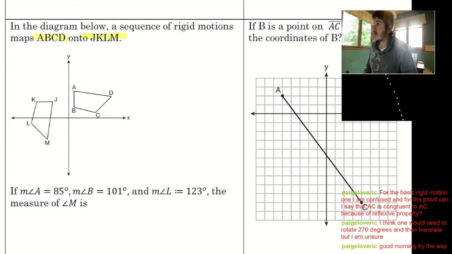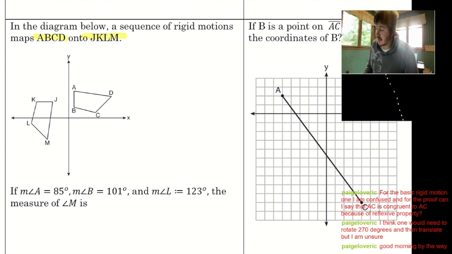So it looks like A and J would map onto each other. It does look like a rotation, by the way. Could we say it's a rotation of 270 degrees? Maybe. It's not probably fully a rotation. It looks like a rotation and a translation of some sort, just like you meant. We can't figure out exactly how much because there's no actual coordinates.